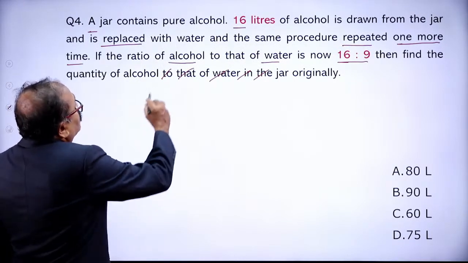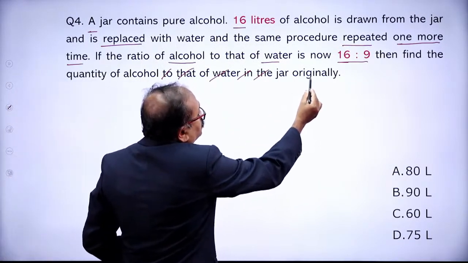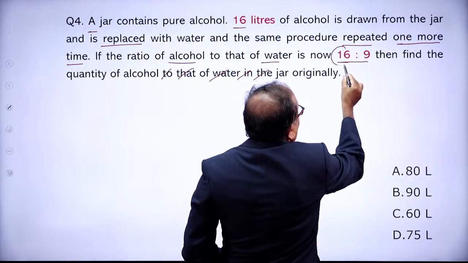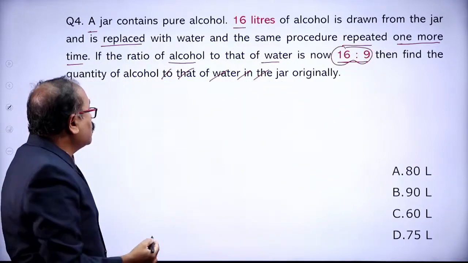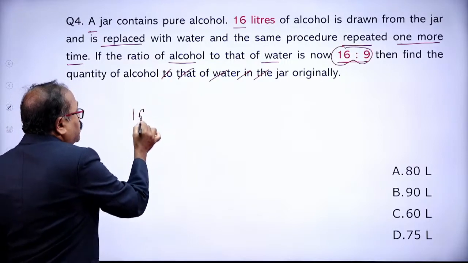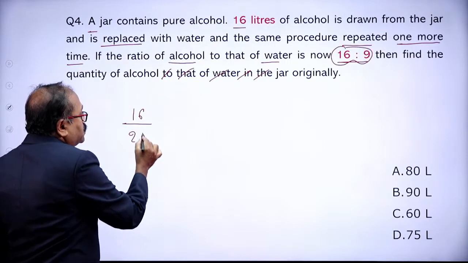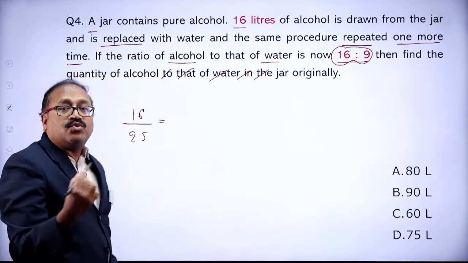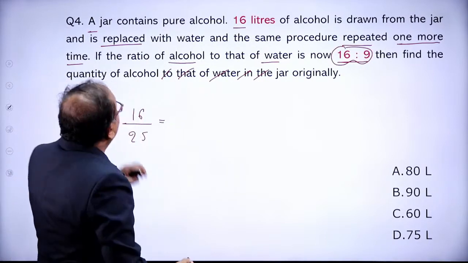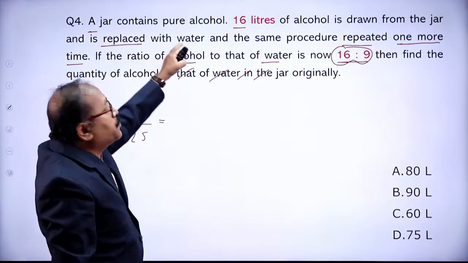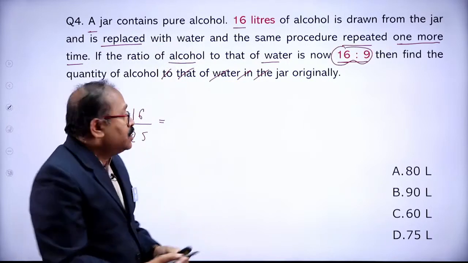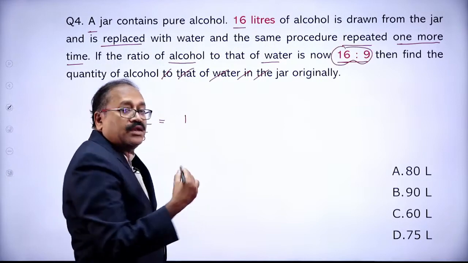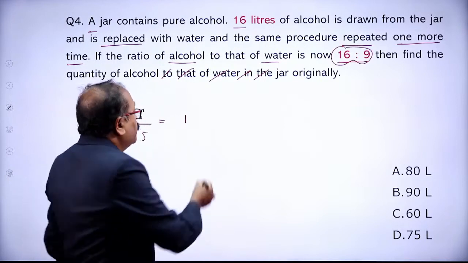Here, what is concentration 2? After this replacement, it is 16:9. So concentration 2 is 16 by 16 plus 9, which is 25, which is equal to concentration 1. And in this concentration 1, it was pure alcohol. So that means it is 1. As 1 is there, I don't need to write it down.